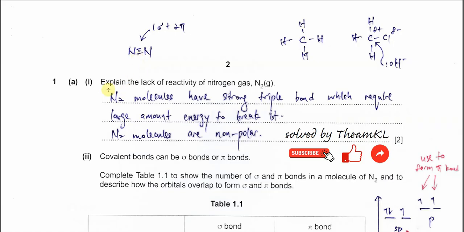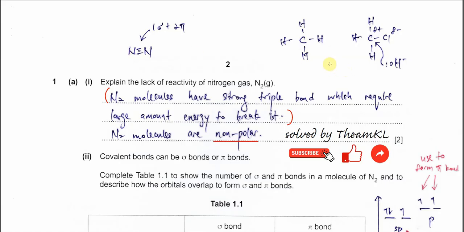So the first point that you need to mention is this: the nitrogen molecules have a strong triple bond and require a large amount of energy to break it. And the second point that you need to mention is the polarity. We know that nitrogen molecules are non-polar. Why is it non-polar? Because the 2 nitrogen atoms have the same electronegativity. Therefore this nitrogen molecule is a non-polar molecule and is also less likely to react with others.